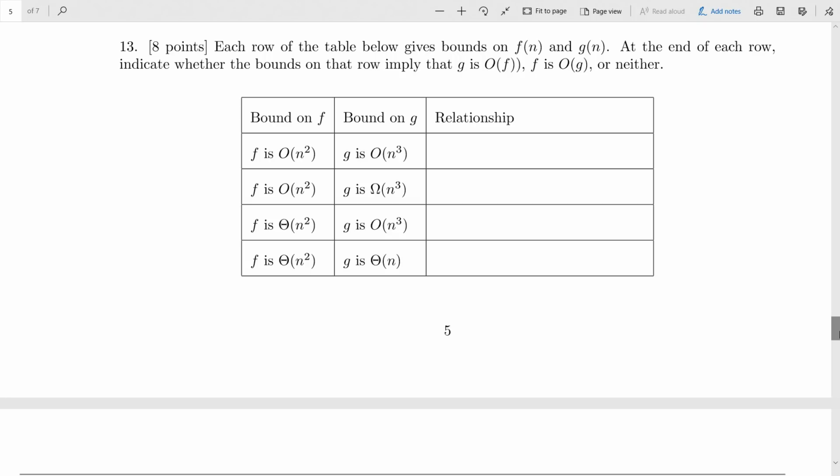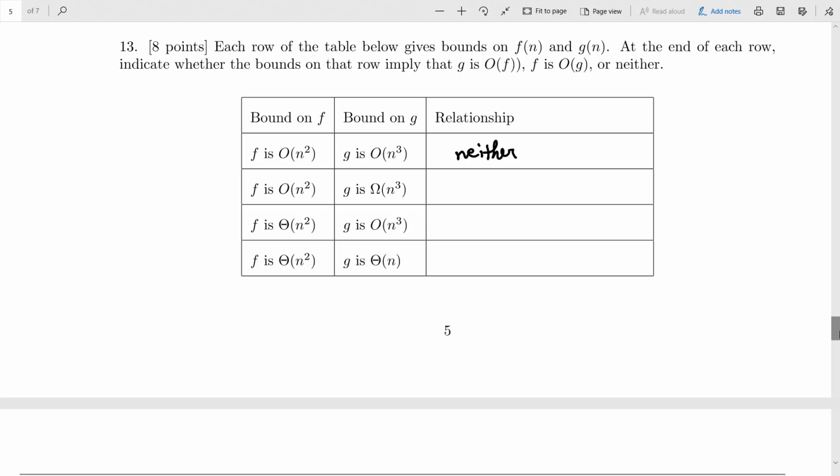O is just an upper bound. F could be n squared and g could be n. And both those statements would be true. Or vice versa. So this is neither. Okay? What if you know that f is O of n squared?